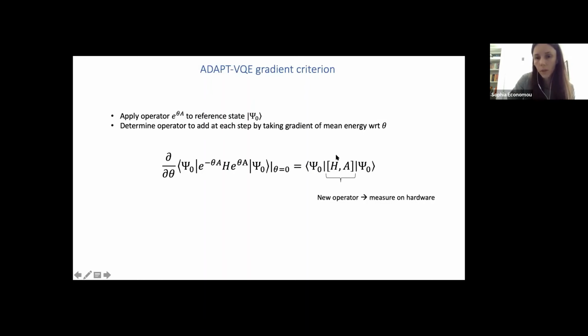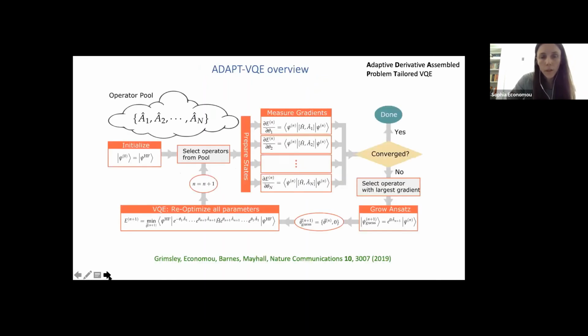This is a new operator. It's Hermitian. So you can actually measure it on the hardware. So we imagine also this step eventually to be done on the hardware. So this is how the whole algorithm works. You start with this operator pool. You have some reference state.